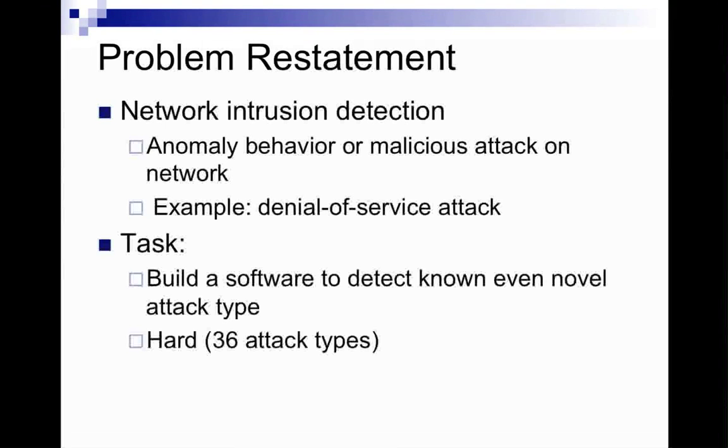Nowadays, there are many anomaly behaviors and malicious attacks on the network. For example, the denial of service attack, which makes some resource unavailable for some intended users. For example, although you have a very good network connection, you may not be able to access Netflix or YouTube to watch some movies. It is really annoying.